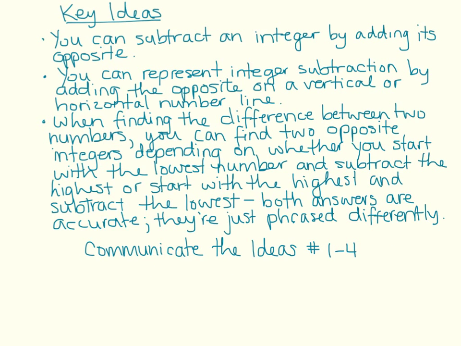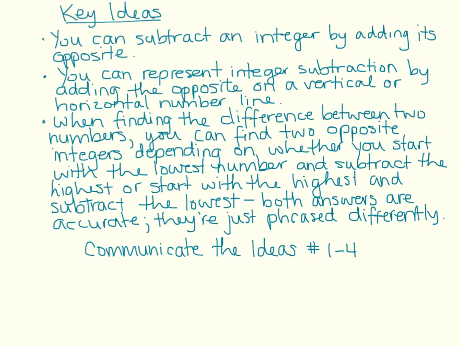Here are the key ideas from this lesson. First of all, you can subtract an integer by adding its opposite. You change the subtraction sign into an addition sign, and the sign on the number, if it's negative, becomes positive. If it's positive, becomes negative. You can also represent integer subtraction by adding the opposite on a vertical or horizontal number line.